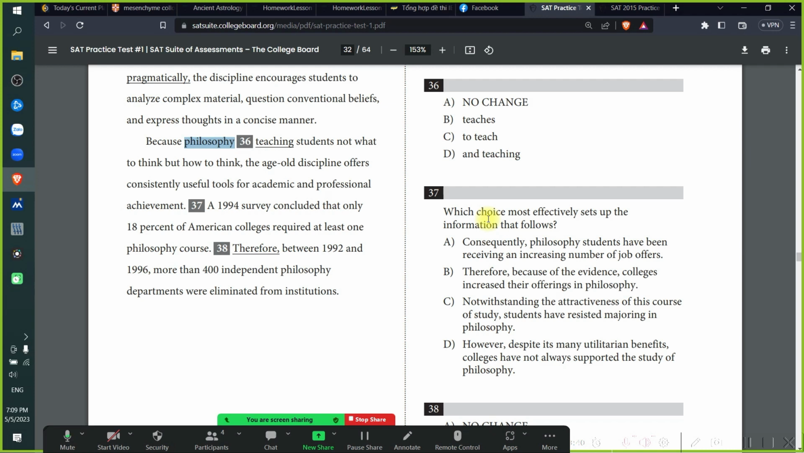Which choice most effectively sets up the information that follows? Cái sự lựa chọn nào nó đưa ra được cái thông tin một cách hiệu quả nhất? Cái thông tin mà nó theo sau.